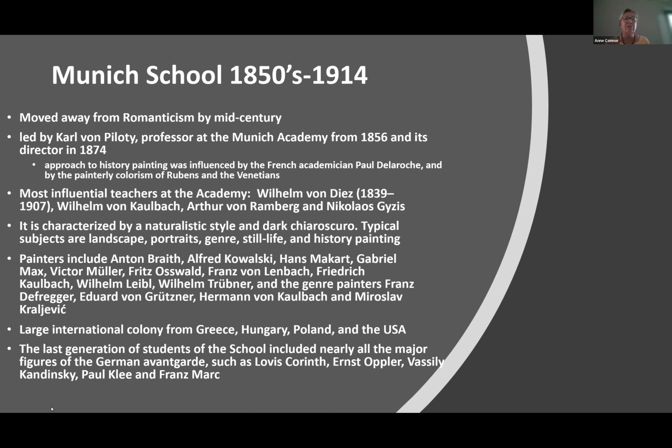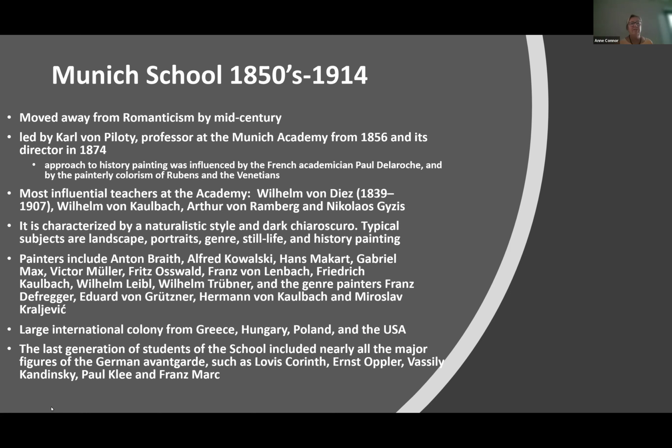The most influential teachers at the academy were Wilhelm von Diez, Wilhelm von Kaulbach, Arthur von Ramberg, and Nikolaos Gysis, who is Greek and became a very important professor there. The style is very naturalistic with a dark chiaroscuro, as you will see. Typical subjects are landscape, portraits, stylized genre, but history painting, as I said, was always a must if you wanted to establish yourself as a serious painter. Once you were established, you could do what you wanted, pretty much.